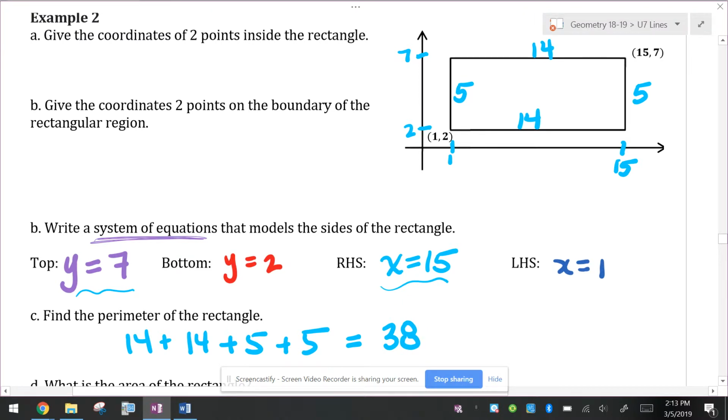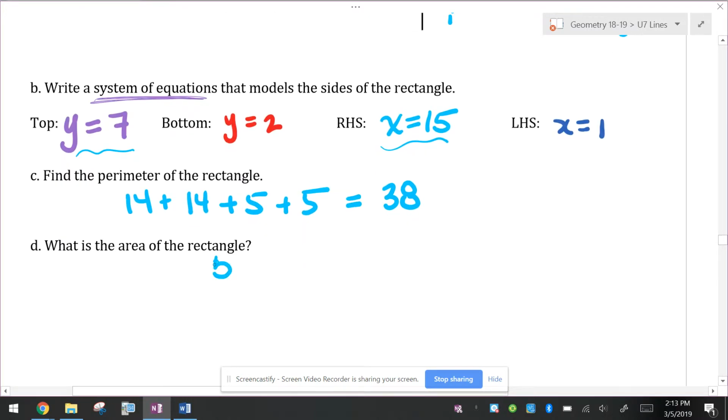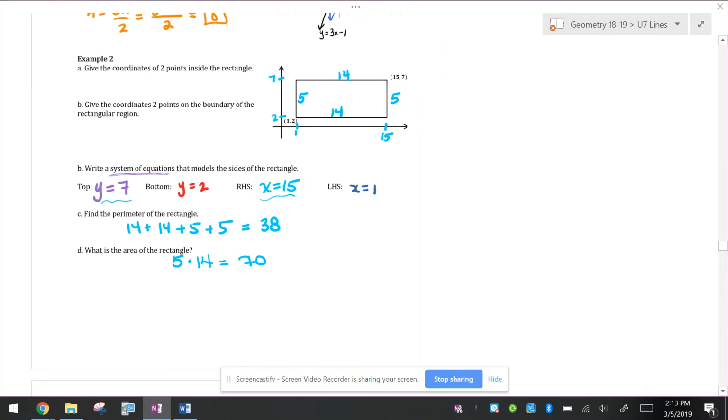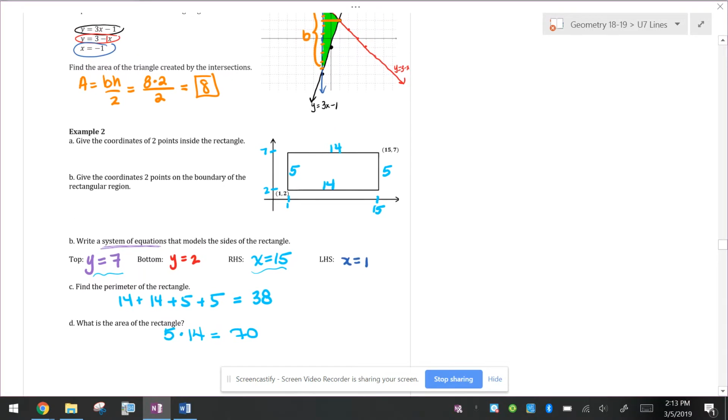Then it says underneath that was the area of the rectangle. So the area of the rectangle would be 5 times 14, which is going to be 70. Again, the point of all this, I'll shrink it down in case you missed anything, is you can take equations of lines, throw them on a graph, and get shapes out of it. And you have to remember how to manipulate shapes, perimeter, area, stuff like that.